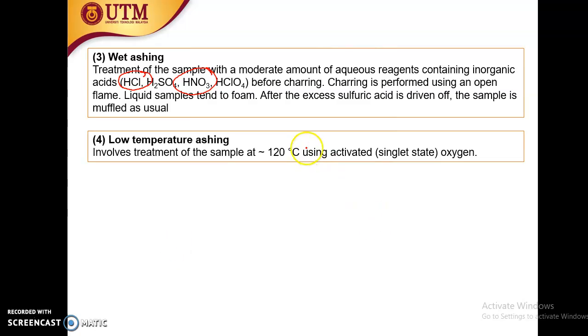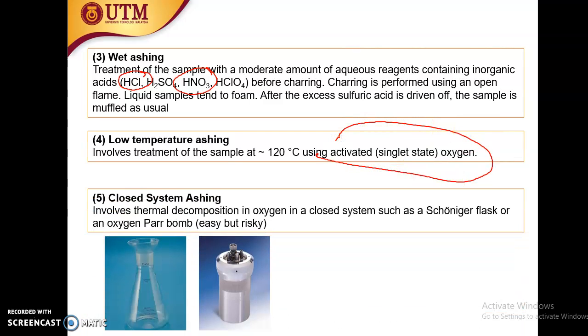You can do low temperature ashing if you are using activated single state oxygen, and also we have closed system ashing, whereby your ashing can be done in a Schöniger flask or an oxygen bomb, whereby it's like a pressure cooker in the furnace, but it's risky.